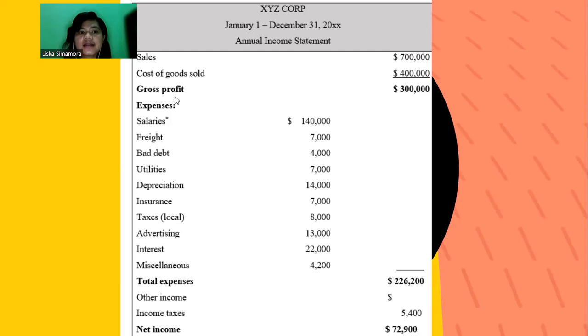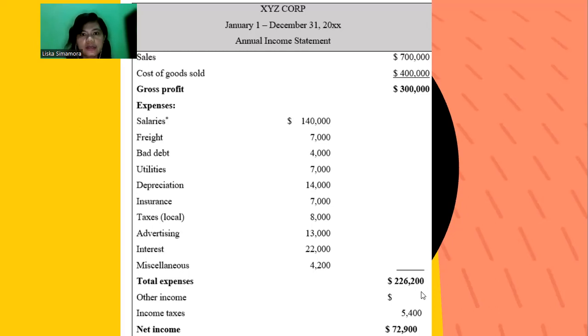It has expenses. Okay, what are the expenses in order to produce these goods? They have salaries, they have freight, they have bad debt, they have utilities, they have depreciation, they have insurance. So here they have the expenses for variable and fixed cost. Okay, this one, like depreciation, is from the fixed cost, the utilities is from the variable cost, and also miscellaneous. And the value of expenses is $226,200.